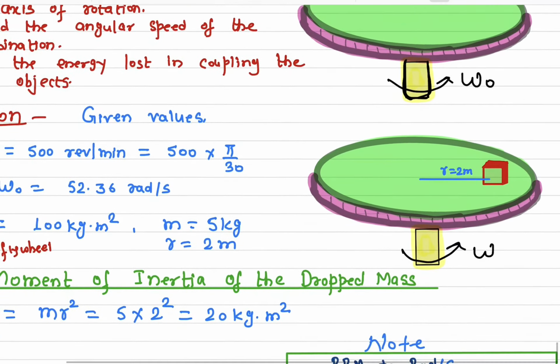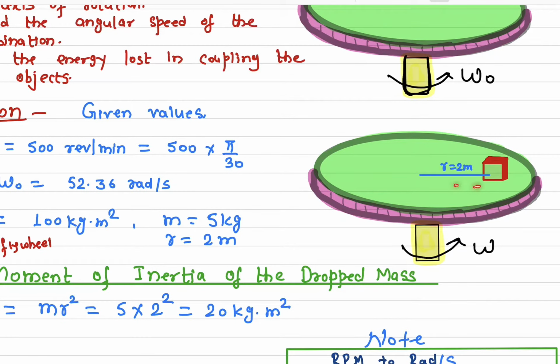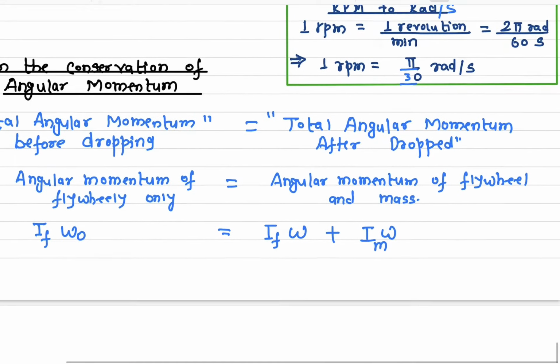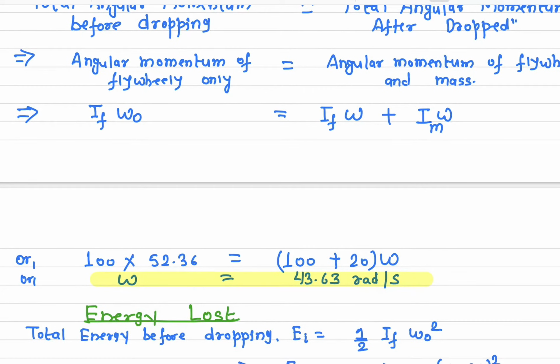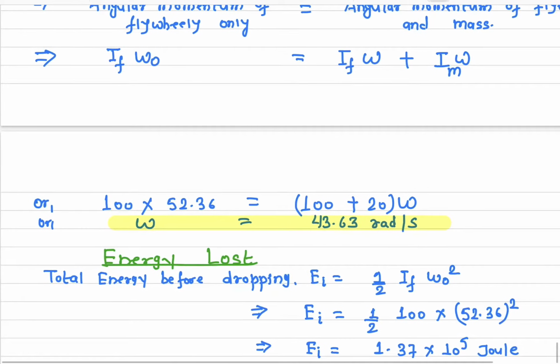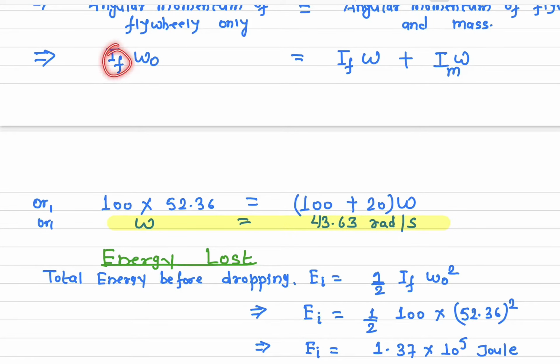And remember, both the flywheel and the mass move with exactly the same angular speed. The angular speed at each point of the spinning disk is exactly the same. The tangential speed might differ, but the angular speed at any point of a spinning disk is exactly the same. That's why we have written down the same angular speed for both the flywheel and the mass after the mass is dropped.